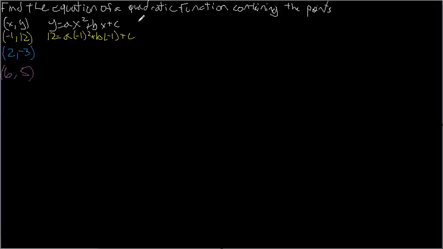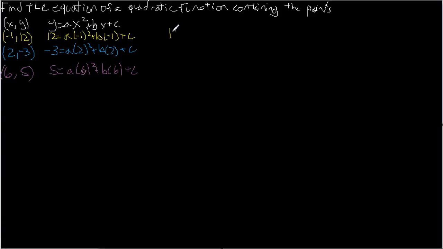The blue one, -3 is equal to a times 2 squared plus b times 2 plus c. And the purple one, 5 is equal to a times 6 squared plus b times 6 plus c. And let's just go through and clean each one of these up a little bit.